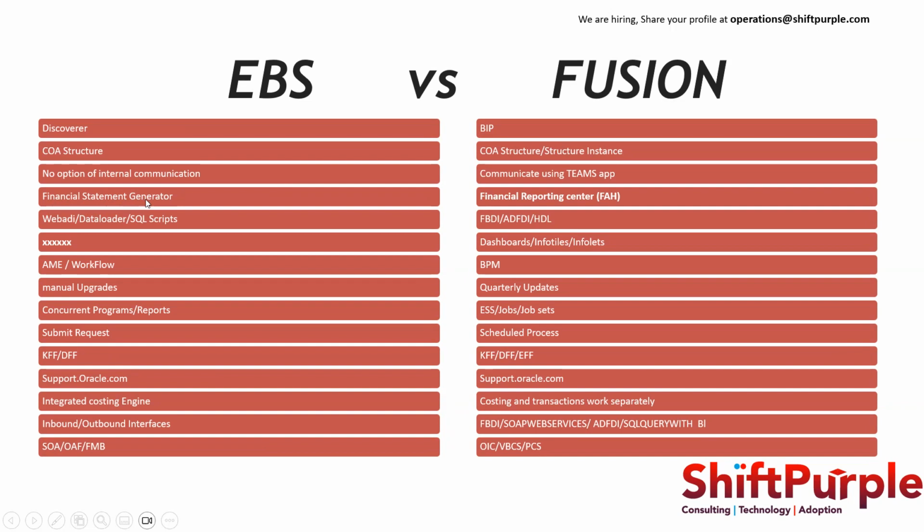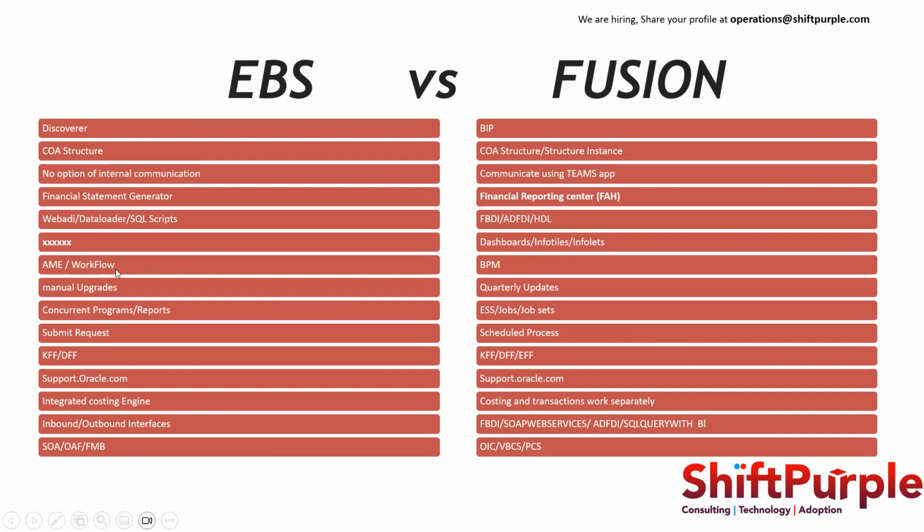We have the financial statement generator in EBS, and we have FAH or Financial Reporting Center in Fusion. WebADI, data loader, and SQL scripts were used in EBS for data loading. Here we use FBDI, ADFDI, and even HDL, I can say spreadsheet loader. So all those things come in Fusion. Dashboards, infolets, and infotiles are part of Fusion. We were not having those things in EBS.